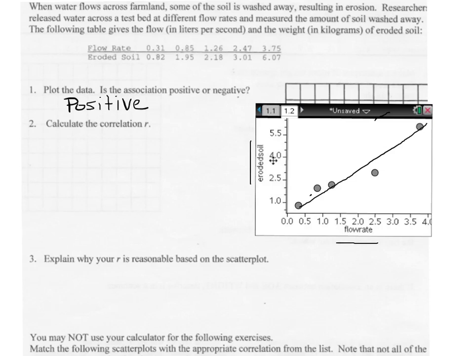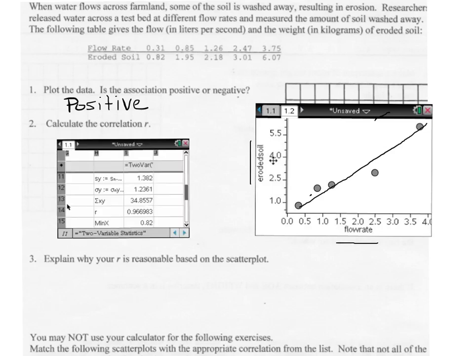And now calculating the correlation R. I'm going to bring up another screenshot because I let the calculator do the correlation for me. I did the two variable statistics and found that my R is 0.966983. I'm going to round that to 0.967.